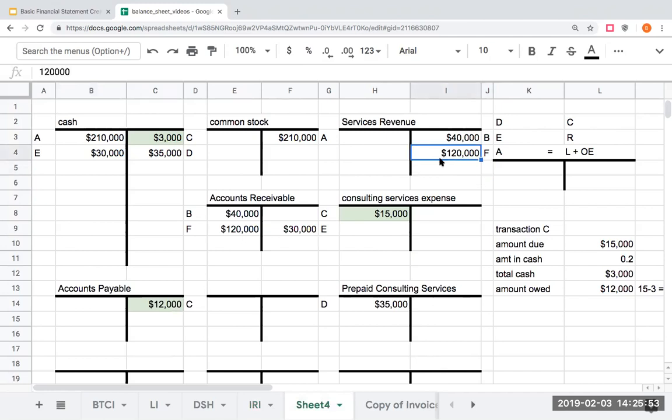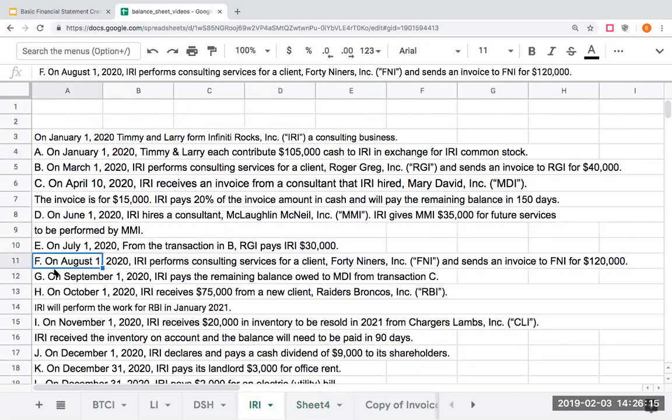I'm crediting services revenue for 120,000 because that's how I record revenue. If I was getting cash, I debit cash, but in this case, I'm getting a promise to pay in the future. Accounts receivable is an asset. It typically happens when we're dealing with services revenue. Okay, that is transaction F. Sorry for going back to that.